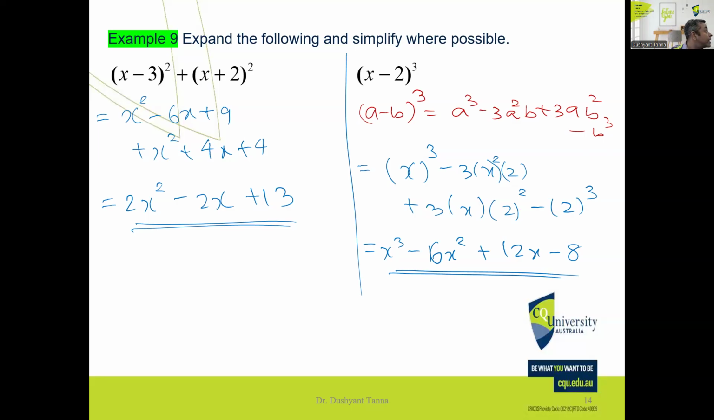Do you need my help or you're right? I see where I went wrong. I forgot the 3a squared b. For some reason I just wrote a squared b. That's all right. This is how we learn. Yes, trial and error.